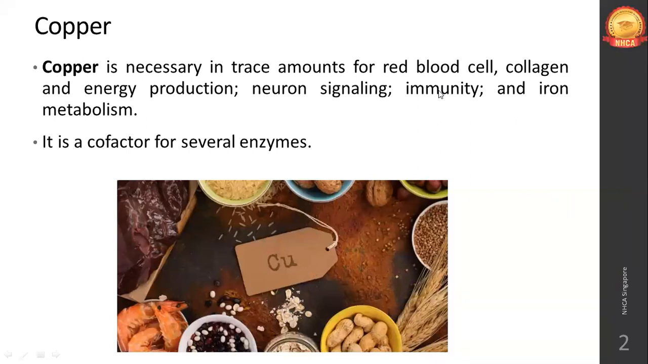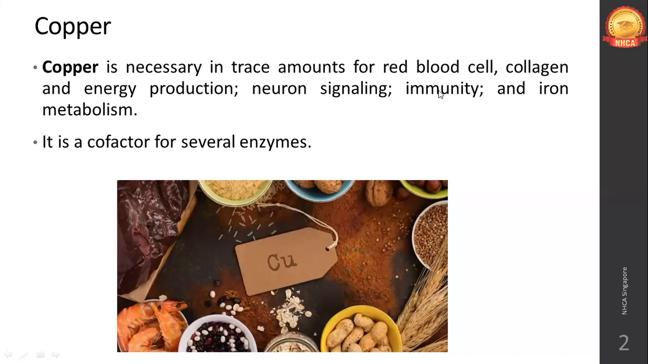For example, when the skin color is formed, like your melanin, melanin is formed through the enzyme tyrosinase, for which copper is required. For the formation of the enzyme called cytochrome c oxidase, which will make sure that your energy is produced by the mitochondria, copper is also required, making sure that free radicals are taken care of.